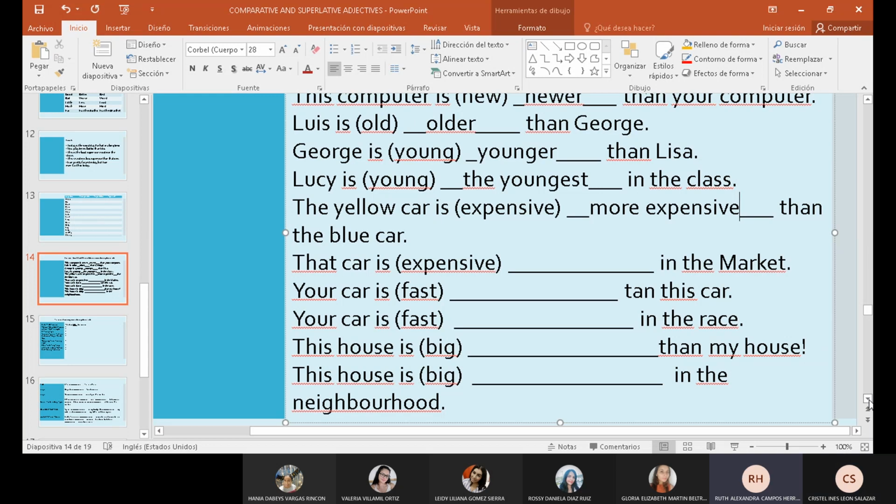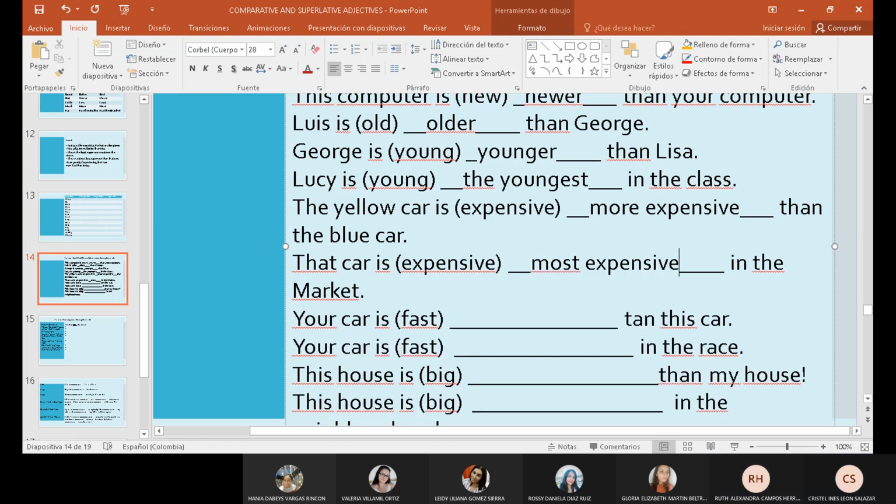That car is more expensive in the market. More or most? Most expensive. In Spanish, ese carro es el más caro del mercado. Okay, thank you.